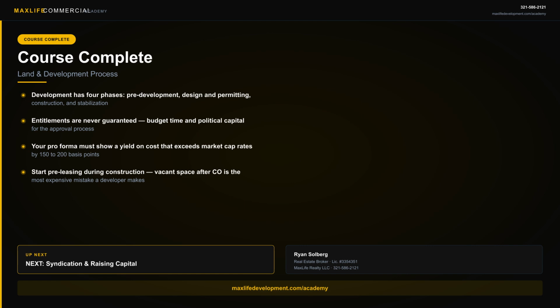Four things I want you to walk away with. First, development is a four-phase process. Pre-development, design and permitting, construction, and stabilization, and each phase has its own risks and its own team. Second, entitlements are never guaranteed. Build political risk into your timeline and your budget.